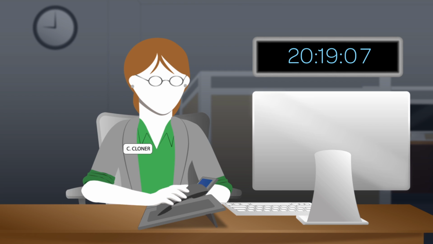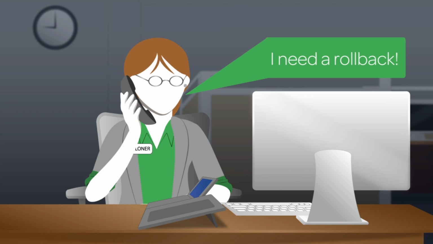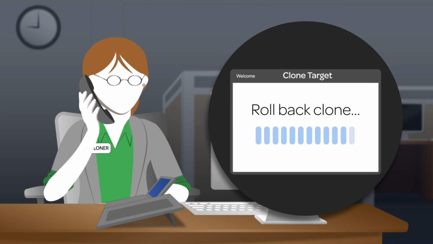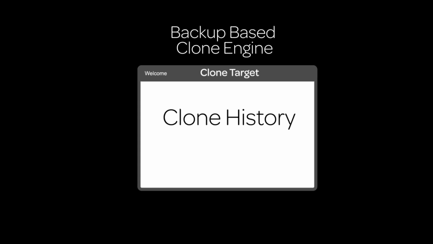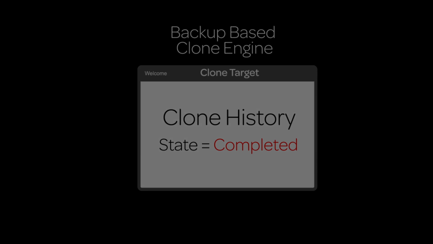For a period of 24 hours after clone completion, you can revert the instance back to its pre-clone state by calling ServiceNow customer support to request a rollback. You will be notified when the rollback is complete. Then, for in-app clones, the clone history reports the state as rolled back. But for clones completed through the backup-based clone engine, the state remains completed.